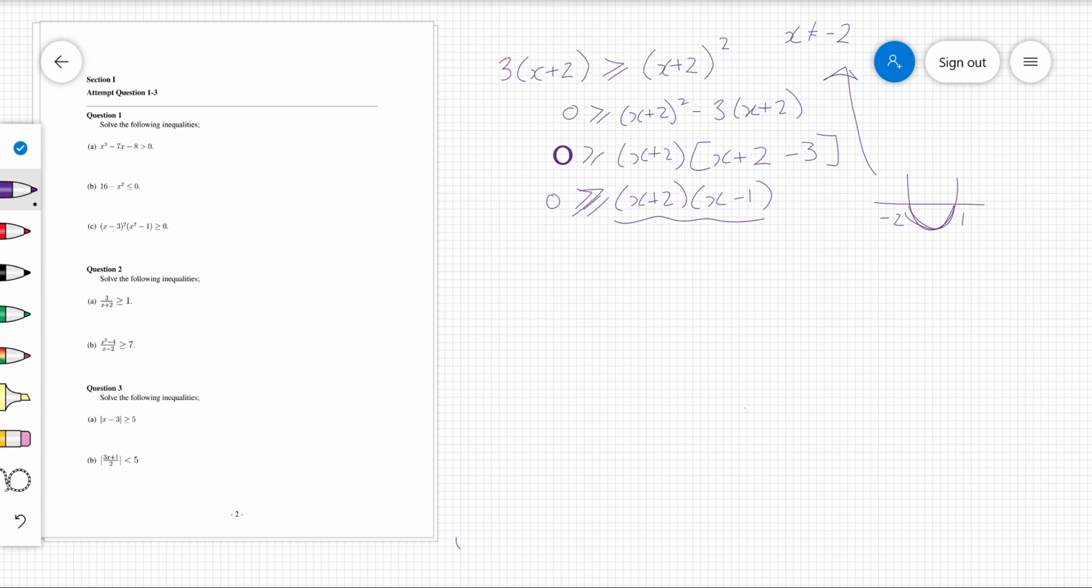So we could say it's between -2, but not including -2, all the way to 1, and we will include 1. Of course, you could have written that also as x is between and equal to 1, and it's between that -2, but it doesn't include that -2. So either way is fine. All right. Let's look at the second one there.